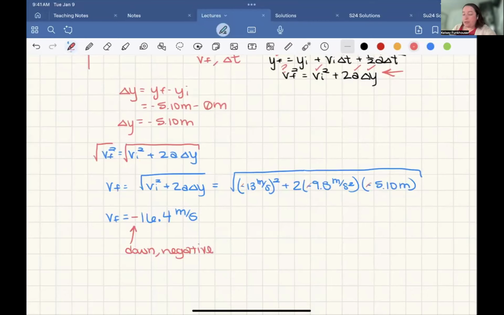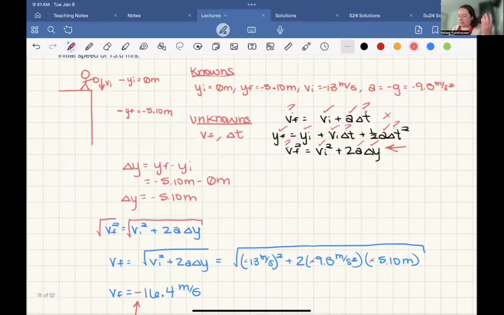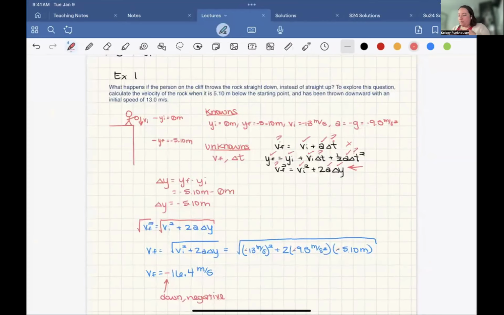This equation, when we use the squared equation, is not going to give us the sign, just like how a square root works. So in this case, you have to remember that it's down, so it's going to be negative. But yeah, that's that example. And we did the same procedure we do for horizontal motion. We drew a diagram, wrote our knowns and unknowns, figured out what equation to use, rearranged it, and solved.